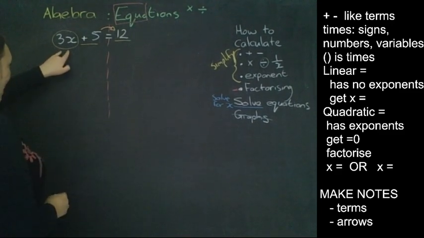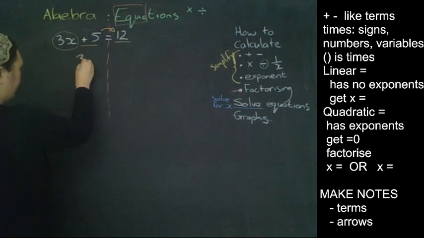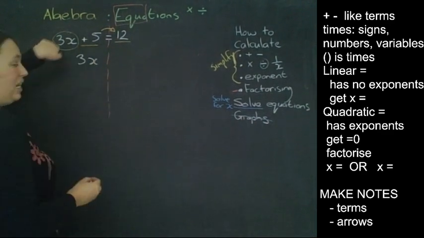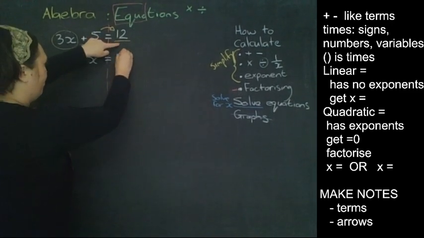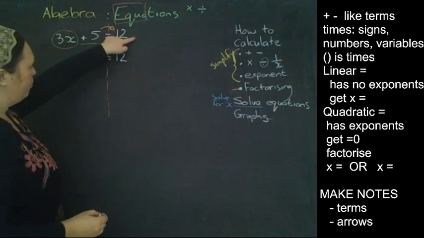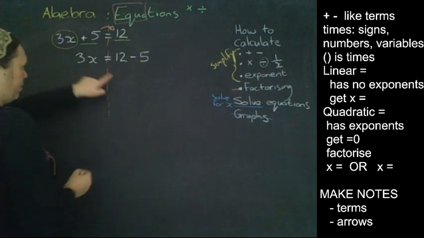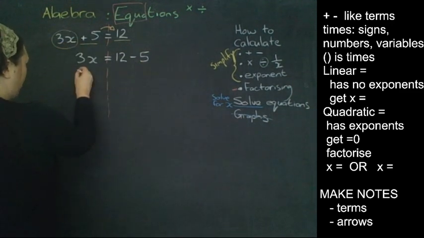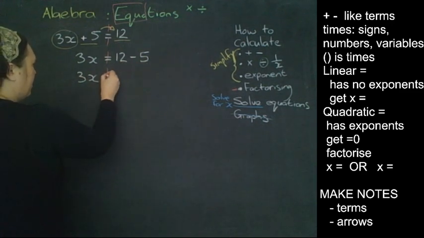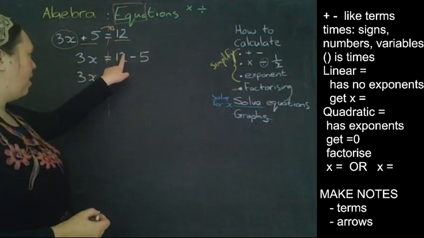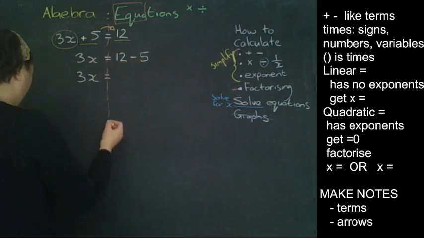So we write what we have, 3x. And we didn't move anything this side, so that's it. Equals, we write what we have. Now we move, so the plus becomes minus. So we can work this out because it's like terms, so we can plus and minus that. So 12 minus 5 is going to be 7.